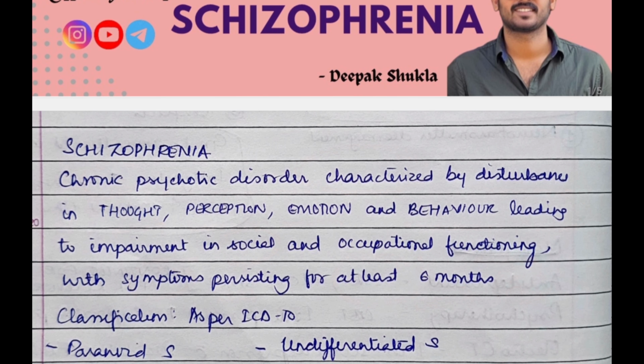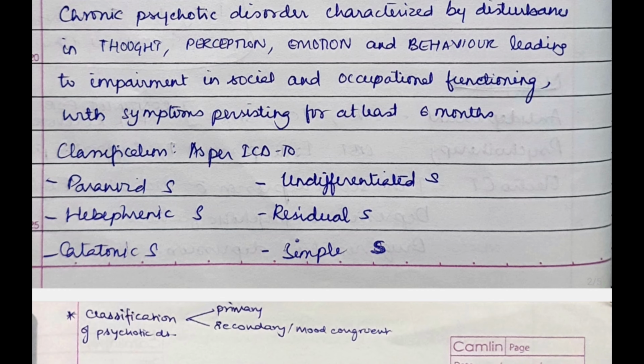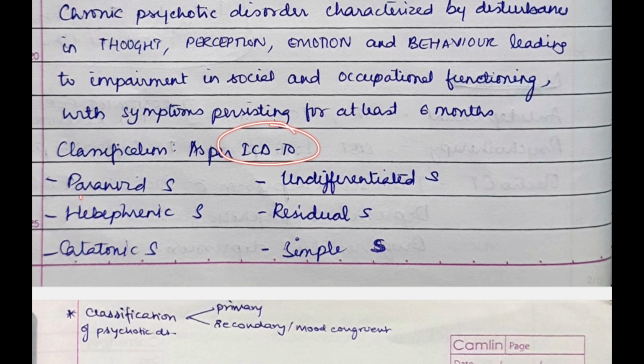Now coming to the classification of schizophrenia, according to ICD-10, we have paranoid schizophrenia, hebephrenic schizophrenia, catatonic, undifferentiated, residual, and simple schizophrenia. So we have to keep the classification in 6 types. You have to learn like this: paranoid, hebephrenic, catatonic, undifferentiated, residual, and simple.